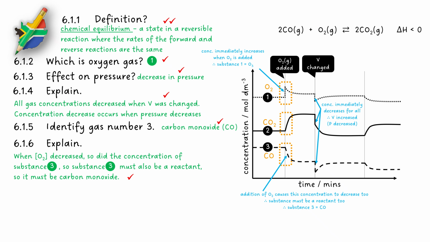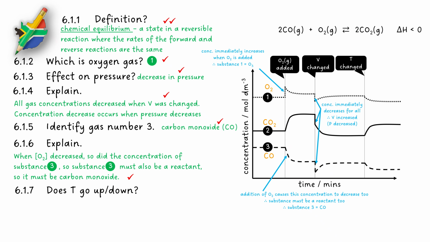We can use the explanation we just discussed for the next question, or we could explain it using Le Chatelier's principle in more depth. We would then say, when more oxygen is added, the equilibrium will shift to the right to decrease the concentration of oxygen, and so the forward reaction is favored. And this will cause the concentrations of the 2 reactants to decrease, and the concentration of the product to increase.